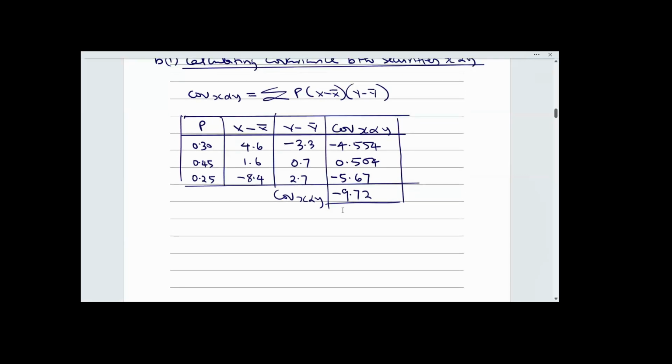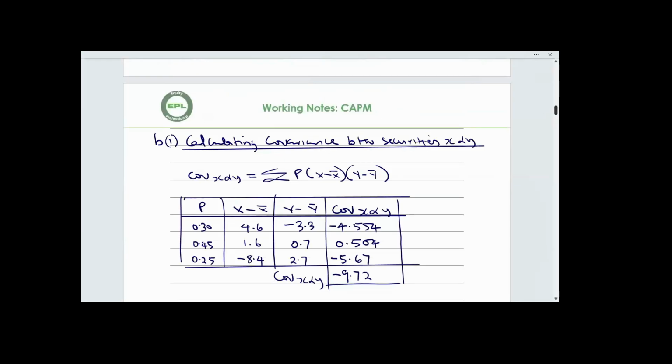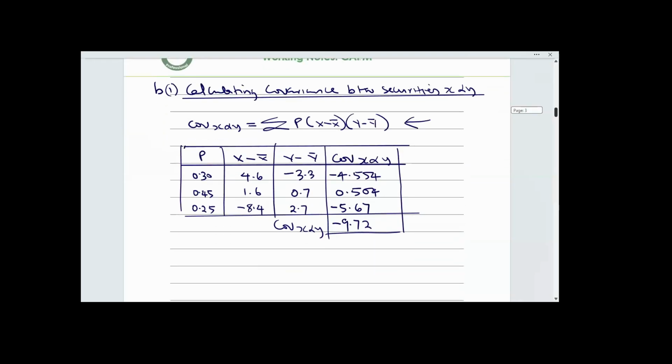Moses, what's your question? How did they get this minus 4.554? See the formula now, you are multiplying it. This is the formula. You are supposed to multiply the three of them: probability of 0.3 multiplied by 4.6 multiplied by minus 3.3. So it will give you minus 4.554. Moses, is it clear?